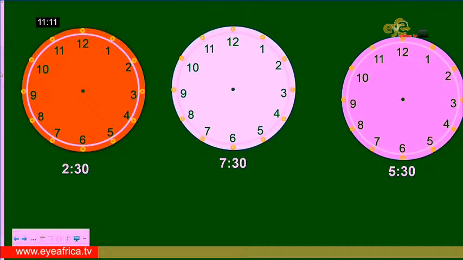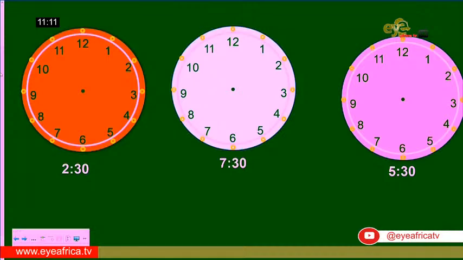If I say hand, I mean the minute and the hour hand. This is our minute hand, and this is the hour hand. The time there is 2:30. So the shorter hand should be between 2 and 3, because it is 2:30, which we called half past 2.